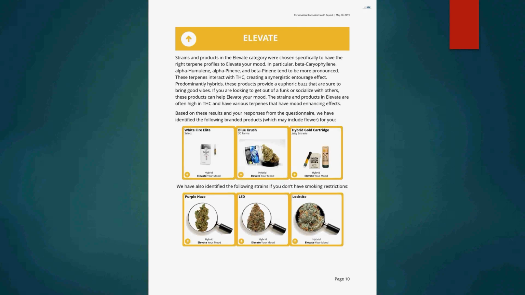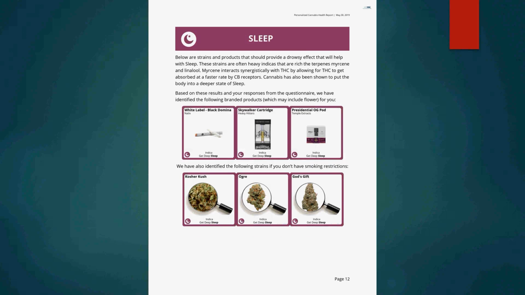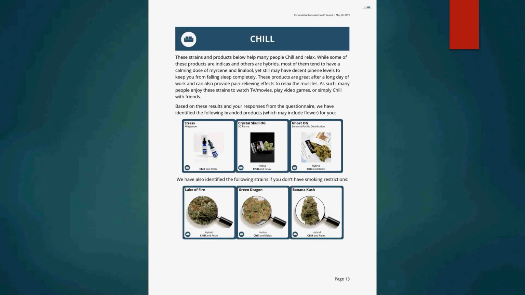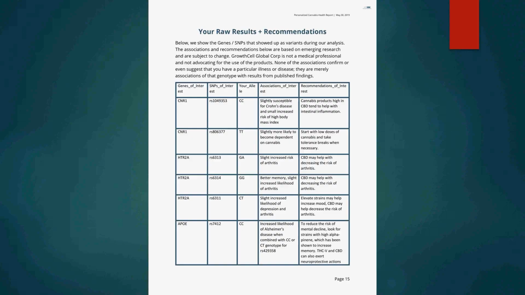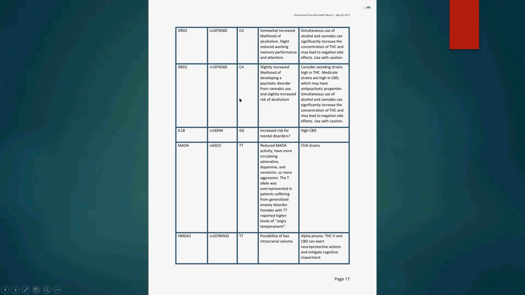Elevate. Again, this category, you'll notice it's got the strains and name brands. Create, strains and name brands. Sleep, strains and name brands. Chill, energize. So we're going to scroll right to my favorite part again, the raw results. Okay? So look at this. I'm not going to go through all these, but I'm just going to go through a couple.